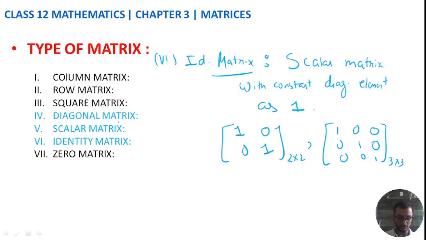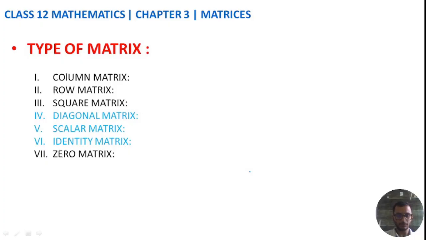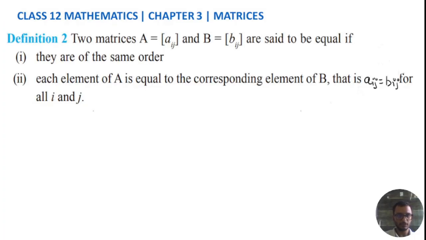Okay, so next is the zero matrix. As the name suggests, what will a zero matrix be? Having all the entries as 0. It is not necessary to be a square matrix. Suppose 0, 0, 0, 0, 0, 0. So this is a 2 cross 3 zero matrix. So this is called a zero matrix. Okay, so let's move to the next topic. We are done with types of matrices.